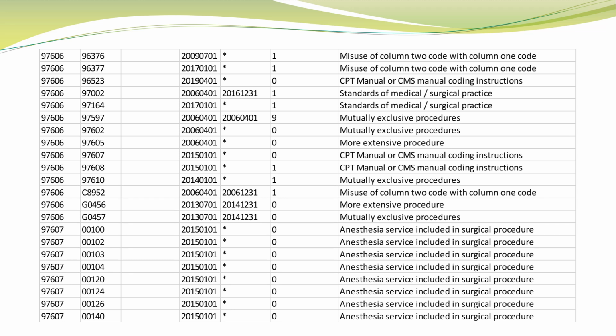If there's a date here, that means it's been ended. The 1 here means that you can use a modifier. The 0 means you cannot use a modifier. And the 9 means, again, that it is no longer valid. And the last one is the reason why there's a PTP code pair there.